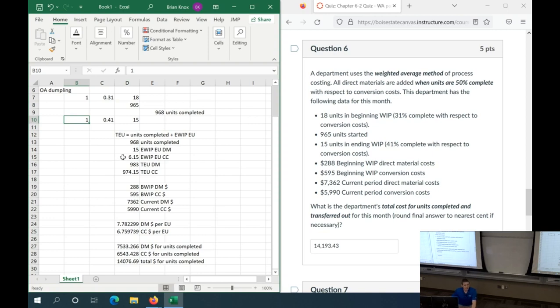What is that again? Conversion cost for units complete. Okay. Down here or down here. Yes, that's right. I'm multiplying it just by the units completed there.